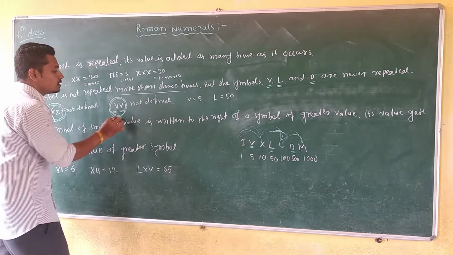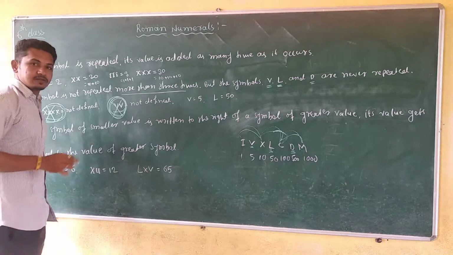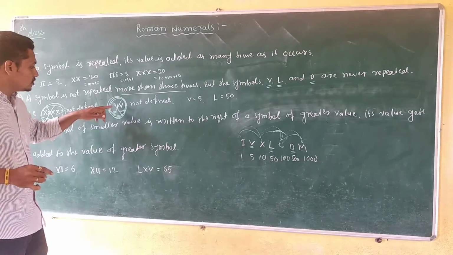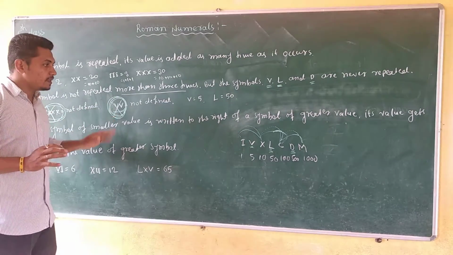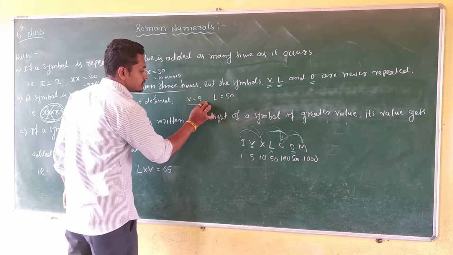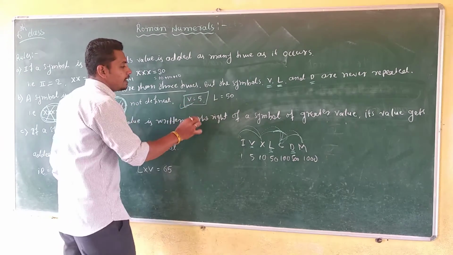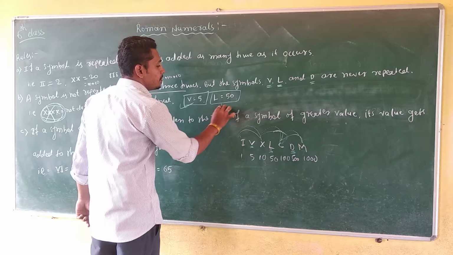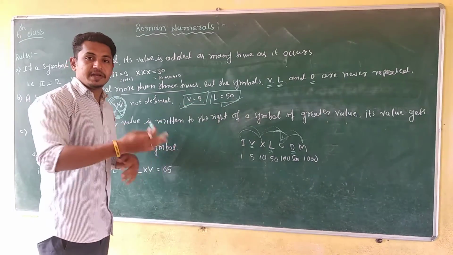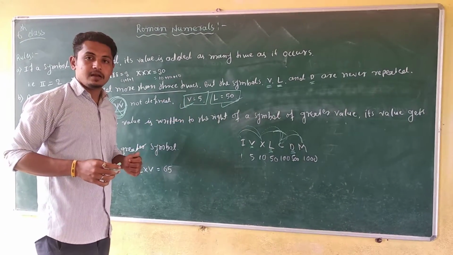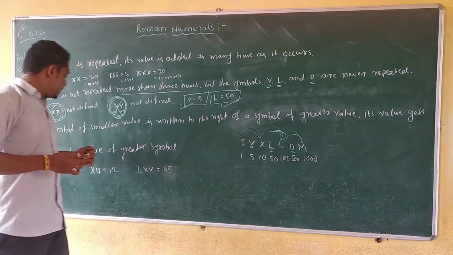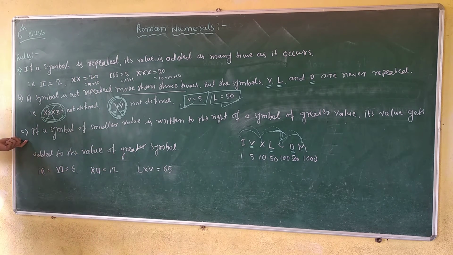This is also meaningless. So V can't be repeated. C here is correct. V is equal to 5 and L is equal to 50, and the V and L symbols can't be repeated. Is it right? Next, third rule.